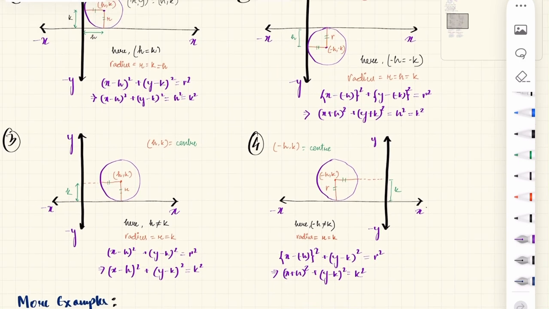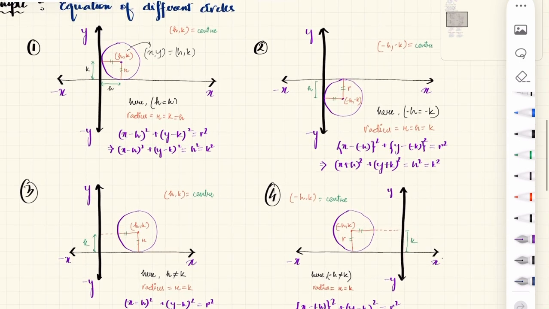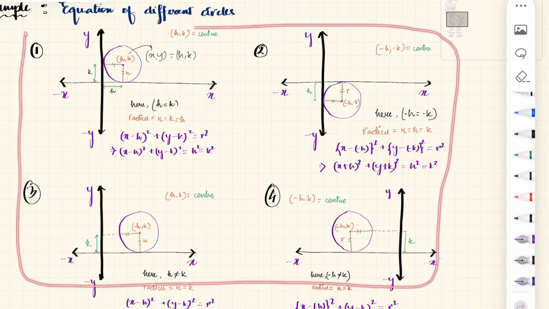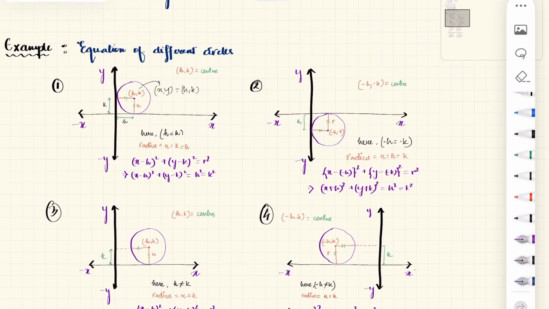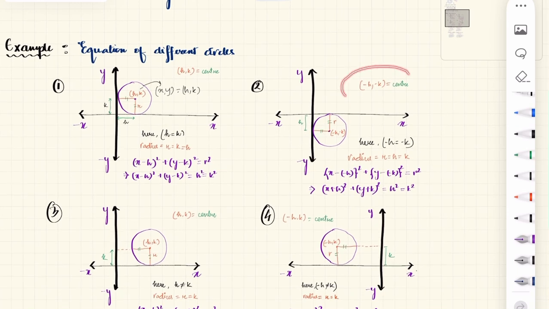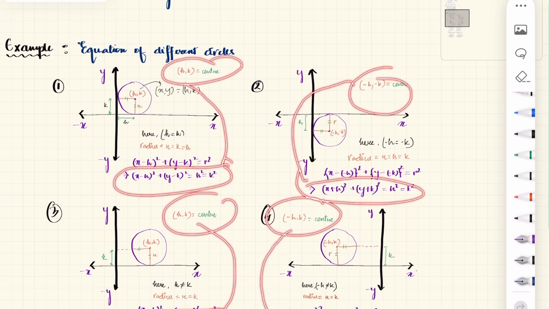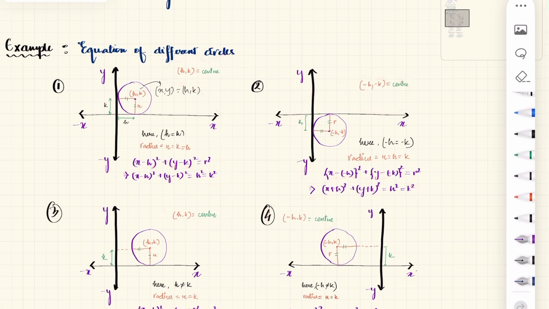So let's see again. How many circles do I have? 4 circles. According to the different centers, we have formed different equations. This is the equation of different circles. Now you understand, right? This is the first example.